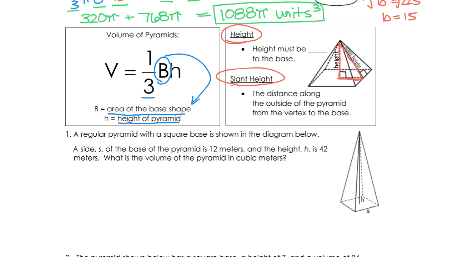Well, you can't say radius because it's not a circle on the bottom, but it almost looks like a radius because it goes from the center of the shape to the edge. Okay, so that's how we're going to figure that out. All right, so let's take a look at some examples.